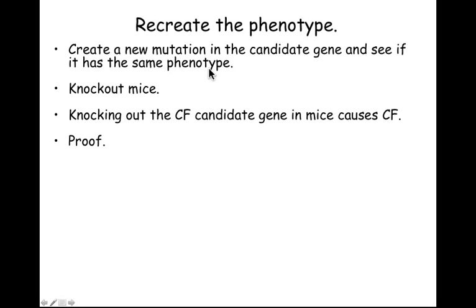Now obviously this is something we can't do in humans, so you can't deliberately take a wild-type human being and knock out a gene to see if they get a disease. We can, however, do this in mice. We'll talk later in the course, towards the end, about how you do this technically, but you can take the cystic fibrosis gene in mice and deliberately knock it out. And if when you knock it out you get the cystic fibrosis phenotype, then this is proof that you've identified the correct gene.